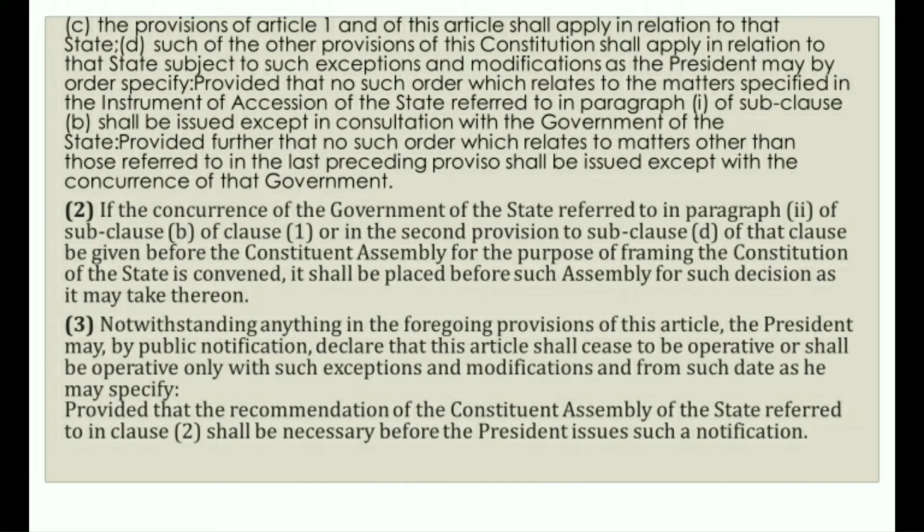3. Notwithstanding anything in the foregoing provisions of this article, the President may, by public notification, declare that this article shall cease to be operative or shall be operative only with such exceptions and modifications and from such date as he may specify, provided that the recommendation of the Constituent Assembly of the state referred to in clause 2 shall be necessary before the President issues such a notification.